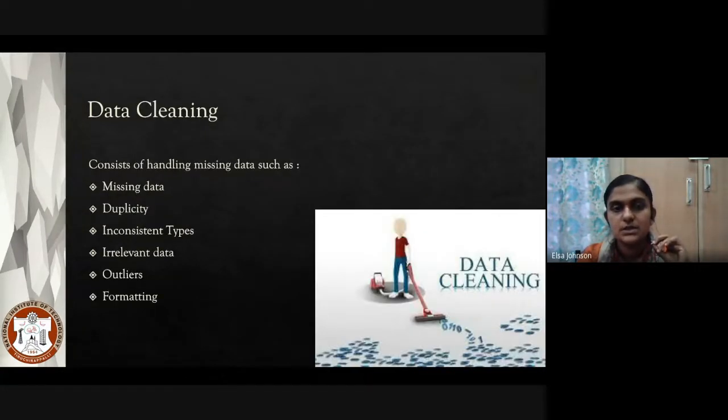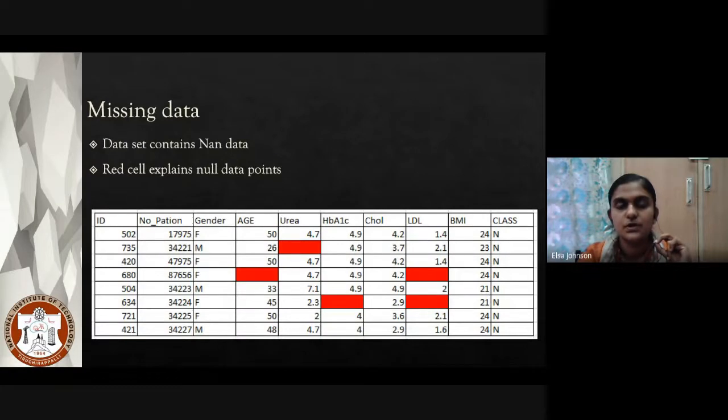And next one is data cleaning. Data cleaning means the data that you are getting has many different challenges. So removing these challenges from your data will make it easier to be analyzed. So the different data problems are missing data, duplicity, inconsistent type, irrelevant data, outliers, and formatting. So the first one is missing data.